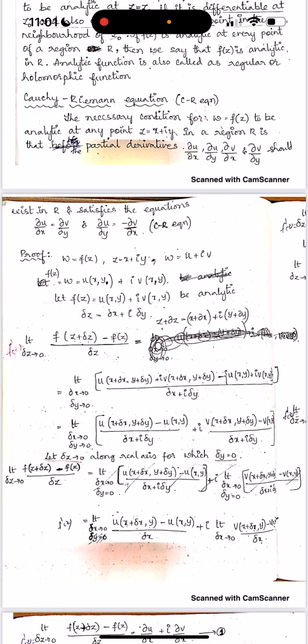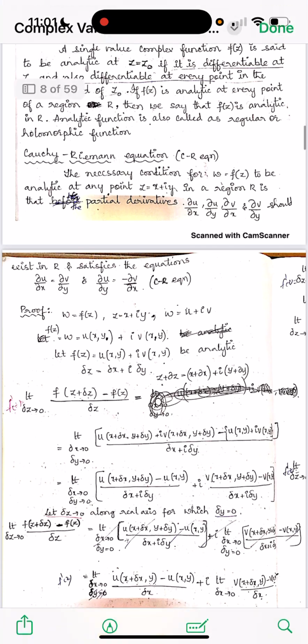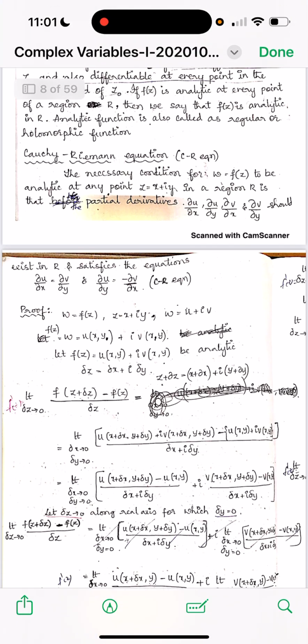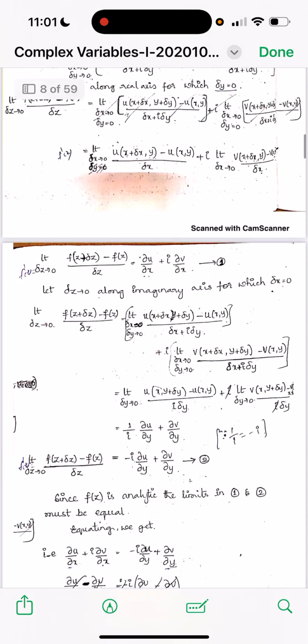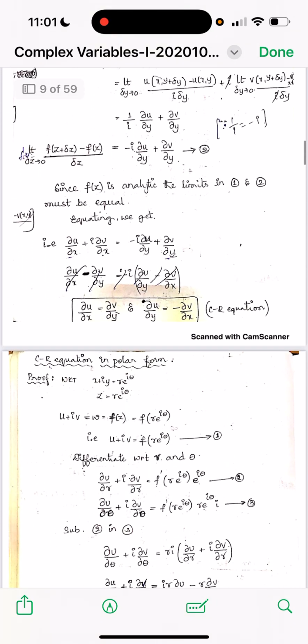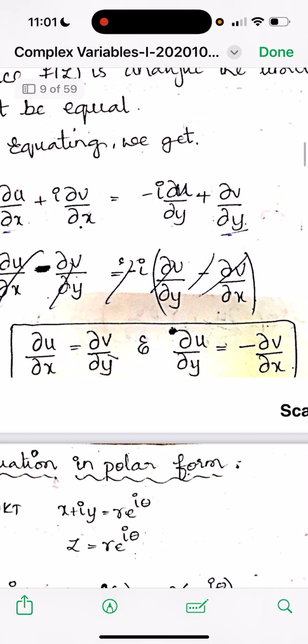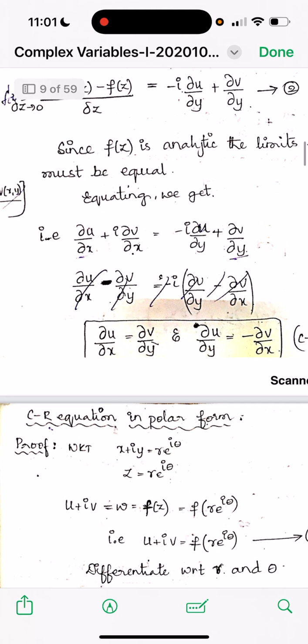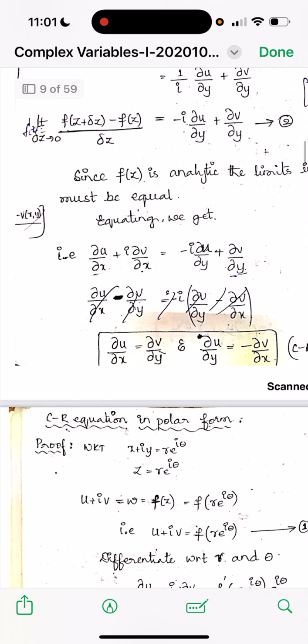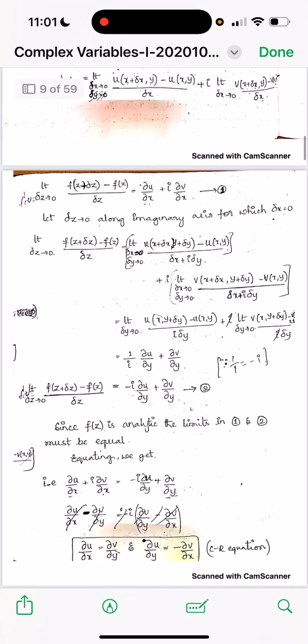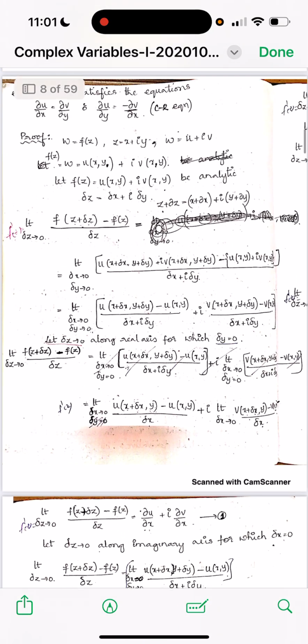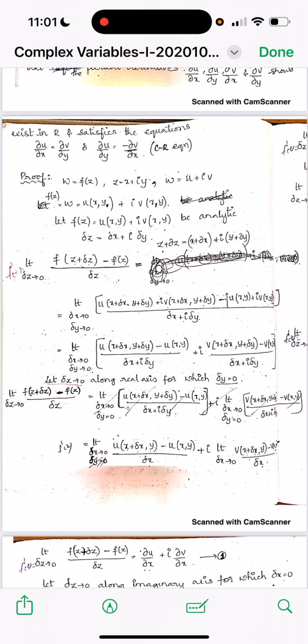So dear student, this is the Cauchy Riemann equation in Cartesian. As you can see here, we have to prove what is at the bottom: ∂u/∂x = ∂v/∂y, and ∂u/∂y = -∂v/∂x. This is what we have to prove, and we have to take continuity in this equation. That is, we have to use the limits.